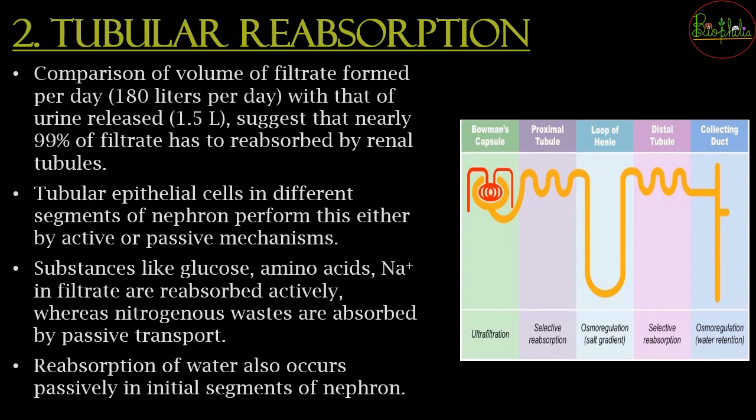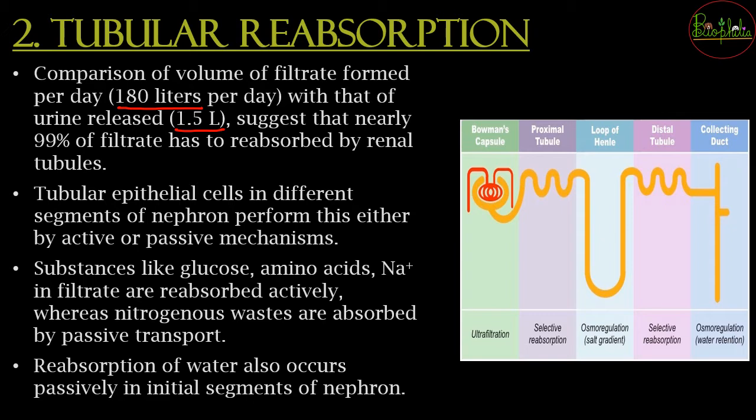The next is tubular reabsorption. As you know, how much urine do you pass? It might be around 1 liter, 2 liters per day. But how much blood is pumped through glomerular filtration? It is about 1100 to 1200 per minute. So in a way you can calculate that the amount of filtrate formed is about 180 liters, but the urine that you release is only about 1.5 liters. So where is this difference going?